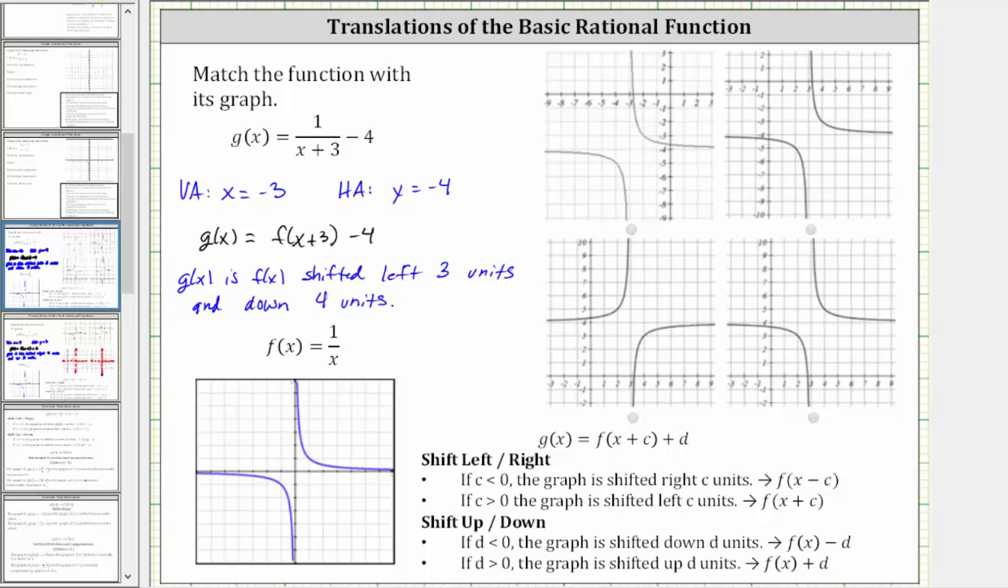So analyzing the 4 graphs, this first graph is the only graph that has a vertical asymptote of x equals negative 3 and a horizontal asymptote of y equals negative 4. And the pieces of the graph are in the correct region, and therefore this first graph is the graph of g of x. I hope you found this helpful.